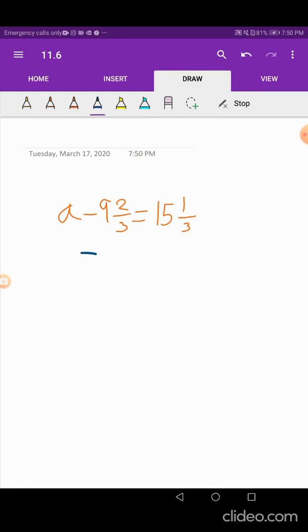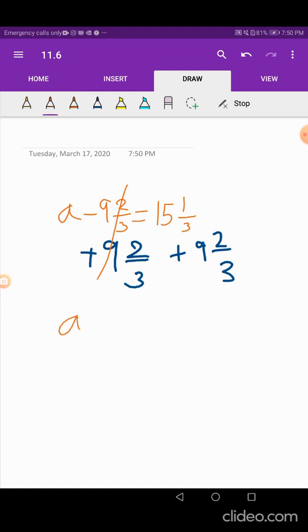Over here, I'm thinking again how to keep the a isolated. We need to add 9 and 2 over 3 to this side, and 9 and 2 over 3 to the second side. So negative 9 and 2 over 3 plus 9 and 2 over 3 will cancel each other. We have a left over here. And there, 1 over 3 plus 2 over 3 is 3 over 3. And 9 plus 15 is 24.